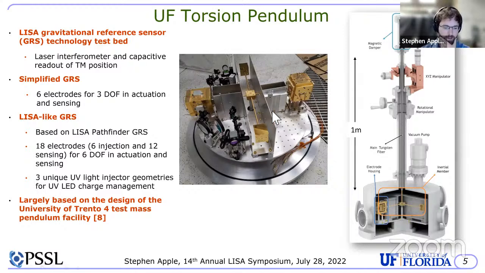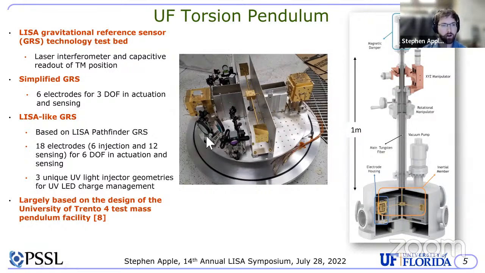So the two test masses that are enclosed in these electrode housings are our gravitational reference sensors. We have a simplified sensor, and then we have a LISA-like sensor, whose design was based off the LISA Pathfinder GRS. So it includes 18 electrodes for 6 degrees of freedom in actuation and sensing. And it includes 3 UV light injectors for UV LED-based charge management.